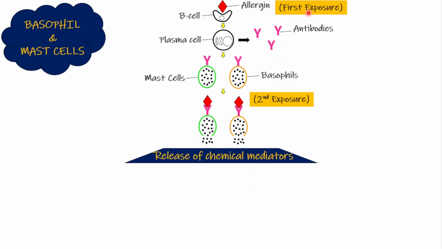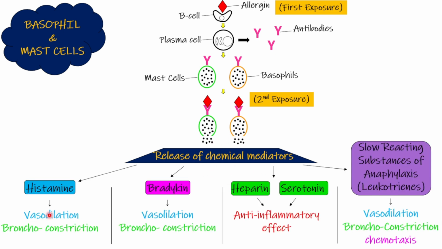So on first exposure to the allergen, B lymphocytes will be converted into plasma cells. Plasma cells will produce antibodies. Those antibodies will be attached to mast cells and basophils, and nothing will happen. But if there is a second exposure to the same allergen, that allergen is going to get attached to the combination of mast cells and basophils with antibodies. Whenever this takes place, it will result in degranulation of mast cells and basophils, releasing a lot of chemical mediators like histamine, bradykinin, and slow reacting substance of anaphylaxis.